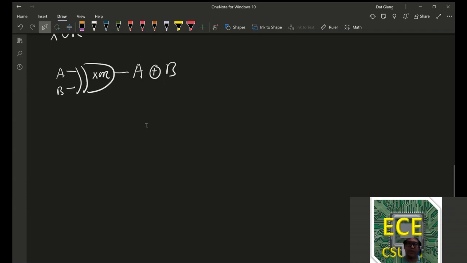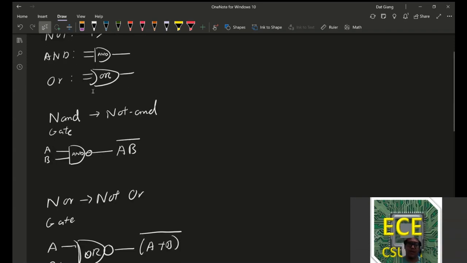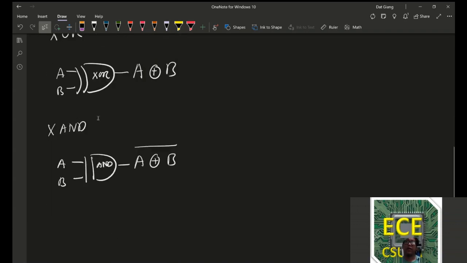Now, there are other weird ones. There's actually something called an XAND gate, where we have A, B going into this. And funny enough, this is just the complement of this. There are other special gates, but in general, the NAND, the NOR, and the XOR gates are the ones we primarily care about. Even the XAND gate really doesn't have any application, so we'll cross it out.